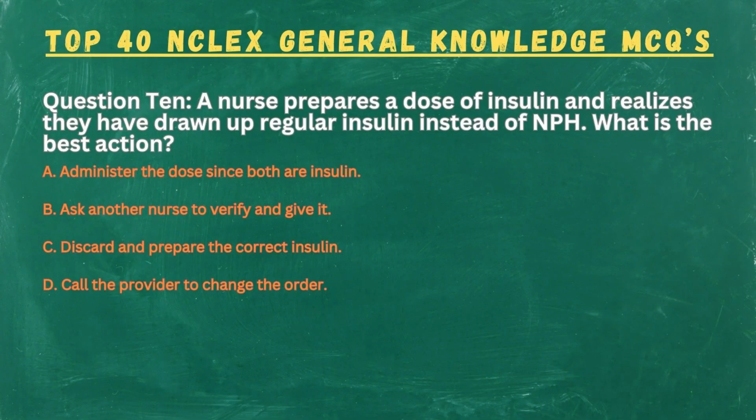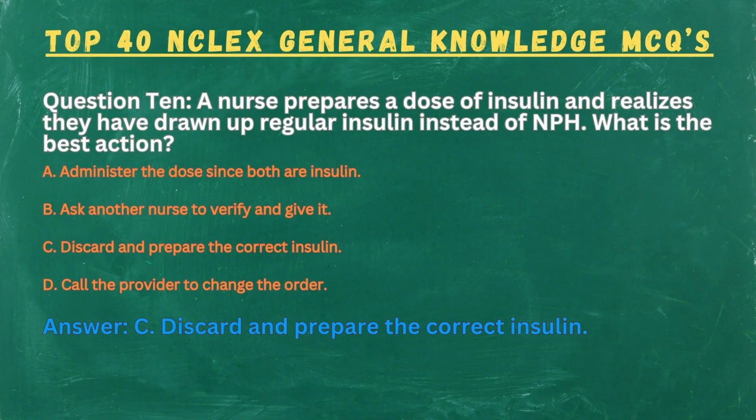Question 10. A nurse prepares a dose of insulin and realizes they have drawn up regular insulin instead of NPH. What is the best action? A. Administer the dose since both are insulin. B. Ask another nurse to verify and give it. C. Discard and prepare the correct insulin. D. Call the provider to change the order. Answer: C. Discard and prepare the correct insulin.